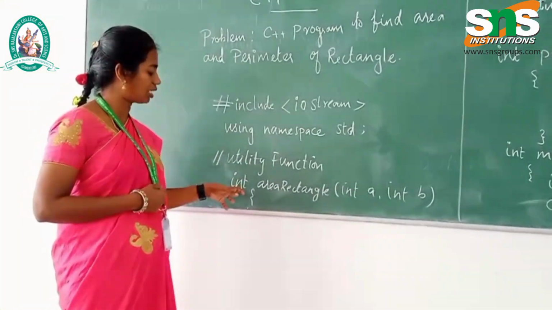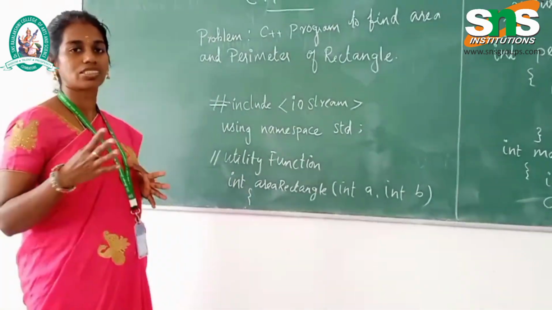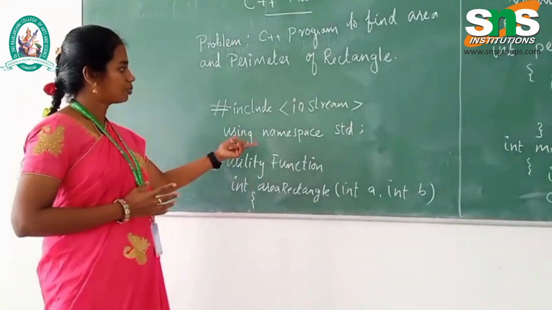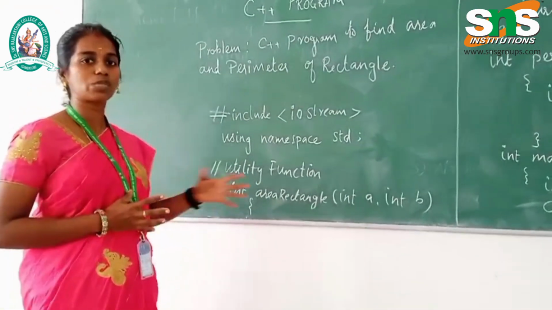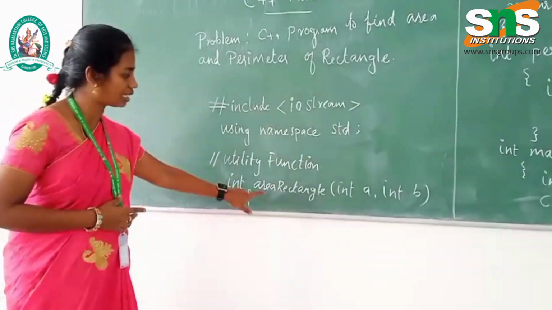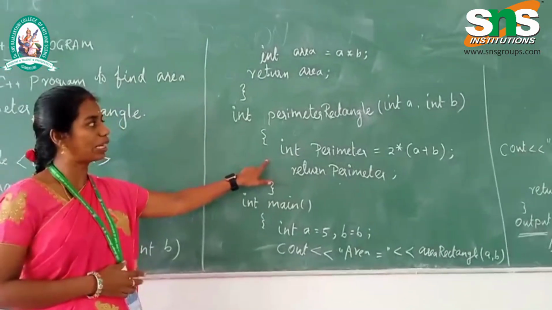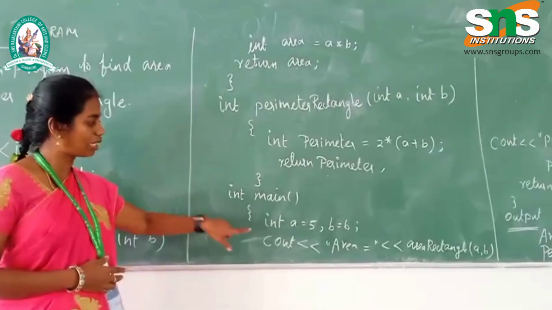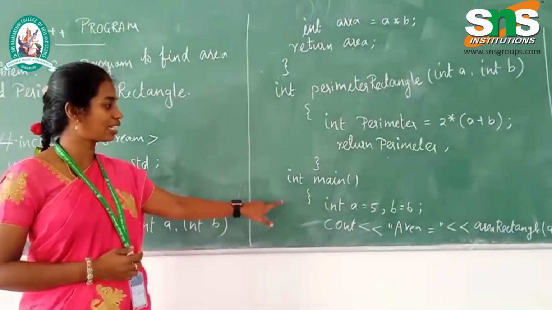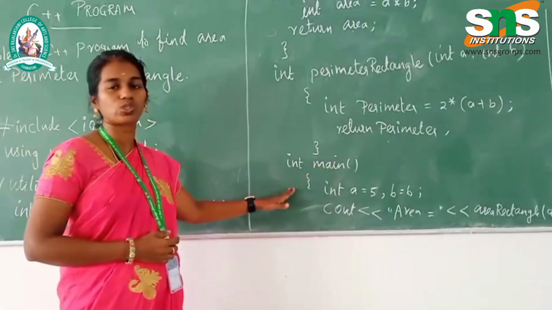For finding the area and perimeter value of the rectangle, in this program I have written two functions. One function is used for calculating the area of the rectangle. The other function is used for calculating the perimeter of the rectangle. Then the result will be displayed in the main program. Whenever we write a C++ program, the execution starts from the main program.